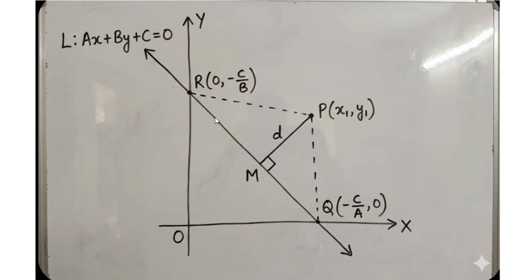The area of the triangle is 1 by 2 into base into height. The base is QR, which can be found by the distance formula, and the area of the triangle can be found from the three coordinates. The only unknown is d, so finally d is equal to the modulus of ax1 plus by1 plus c divided by the square root of a square plus b square. This is how we can find it.